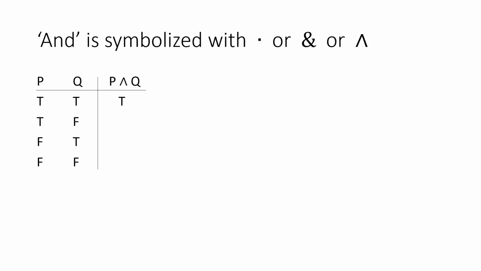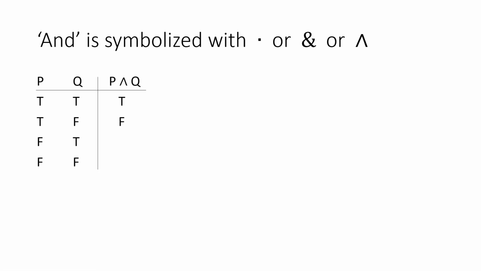And is symbolized with a dot, or an ampersand, or a caret. The function represented by those symbols, all of them are interchangeable, is called conjunction. Let's start directly with the chart this time. If sentence P is true and sentence Q is true, what is it to say that P and Q? Well, that's true. Think about Percy and Quincy. If it's true that Percy's at the zoo, and it's true that Quincy's at the zoo, then it's true that Percy and Quincy are there.